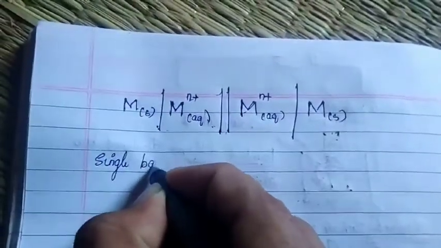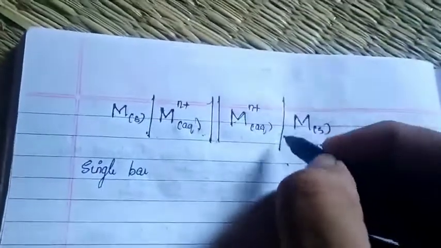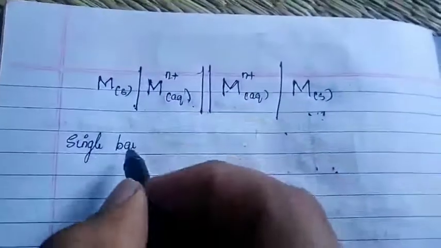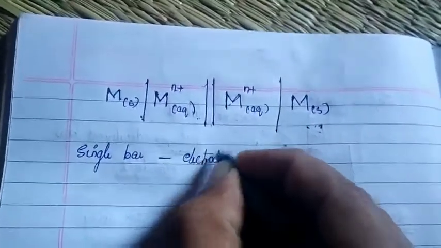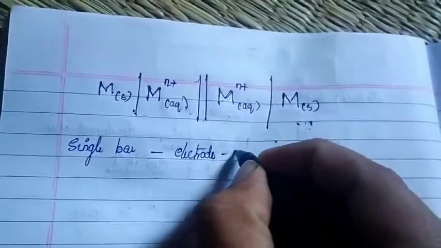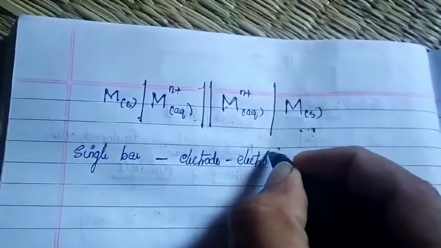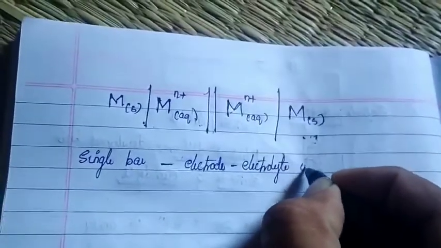Single bar means this single line that I have put. What is the importance of this? So remember, single bar represents your electrode and electrolyte interface. Electrode and the electrolyte interface.